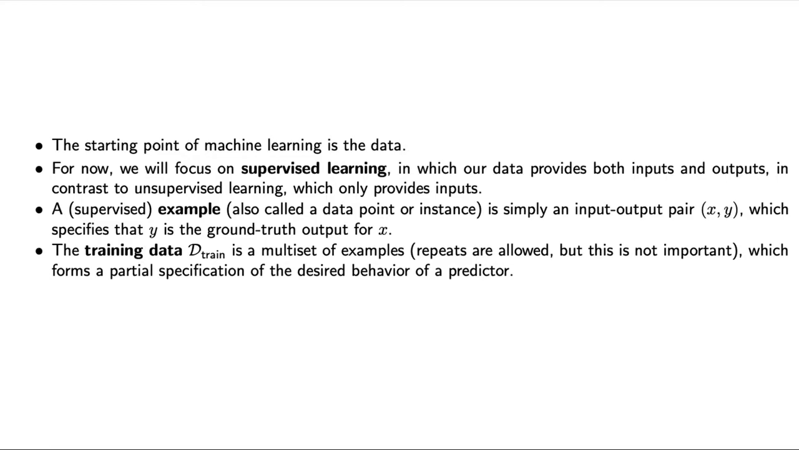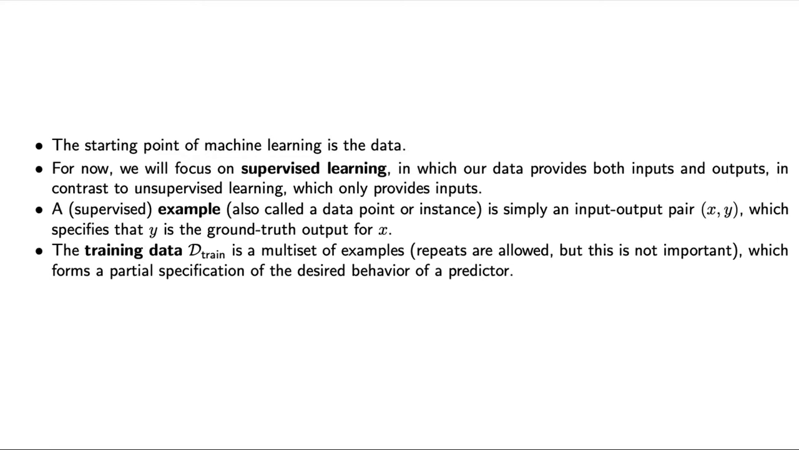A supervised learning example, also called a data point or instance, is simply an input-output pair, (x, y), which specifies that y is the ground truth output for x. The training data is a multi-set of examples. What I mean by multi-set is simply a completely expanded list of examples. Repeats are allowed, but that's not the main idea here. The main idea is that it's basically a partial specification of the desired behavior of a predictor.